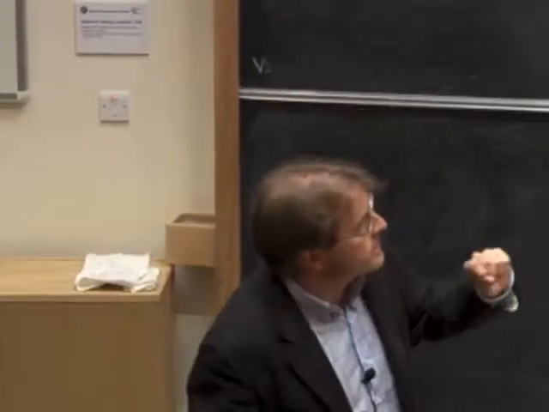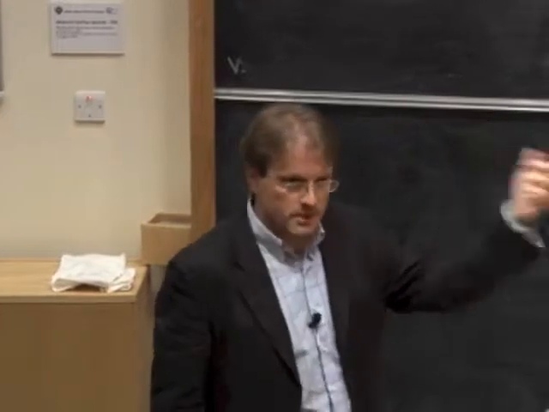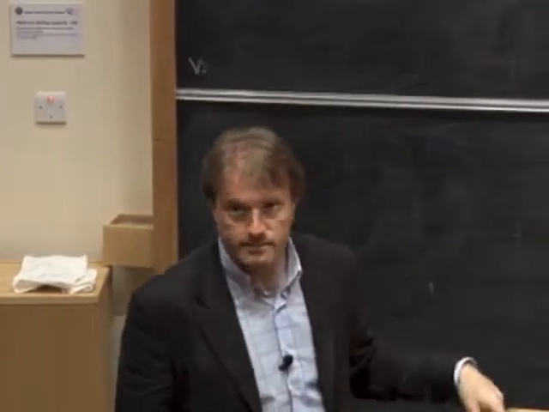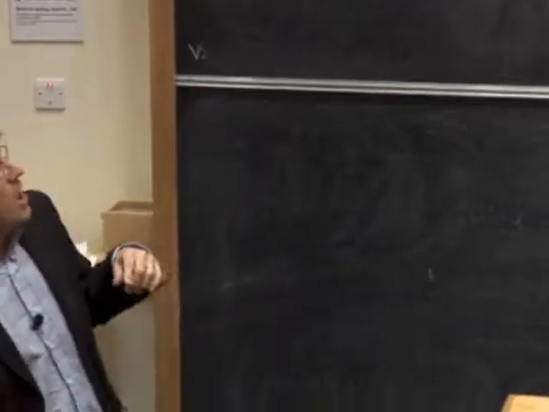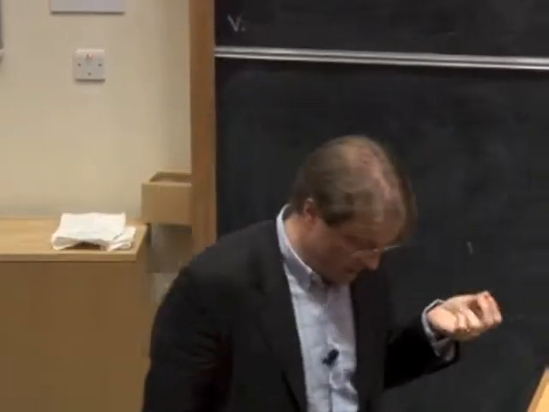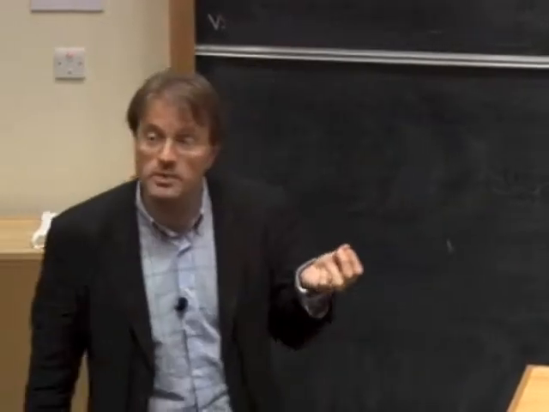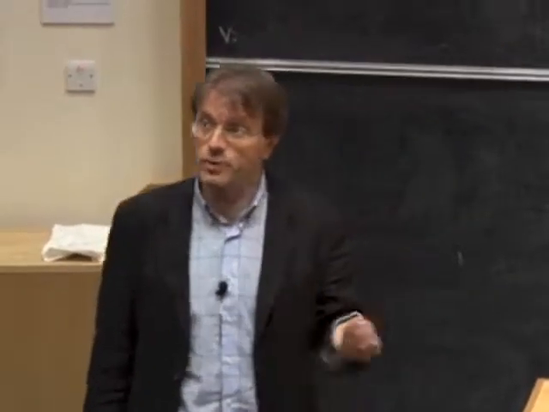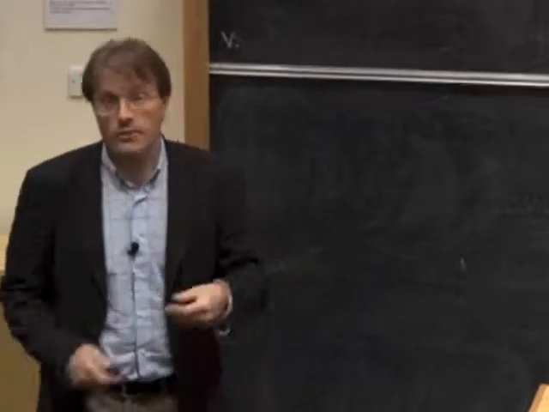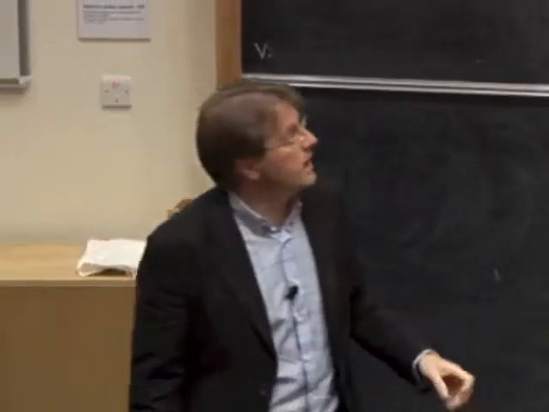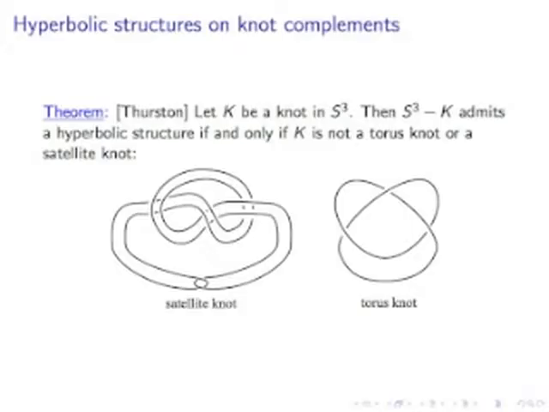Okay, so I wanted to go through this in some detail because we're going to be coming back to this particular manifold again and again. This is an example of just a hyperbolic structure on one knot complement, but one of Thurston's achievements was to prove his geometrisation conjecture for all knot complements, and it has a very clean statement. Let K be a knot in the 3-sphere, then the complement of K admits a hyperbolic structure if and only if K is not a torus knot or a satellite knot.